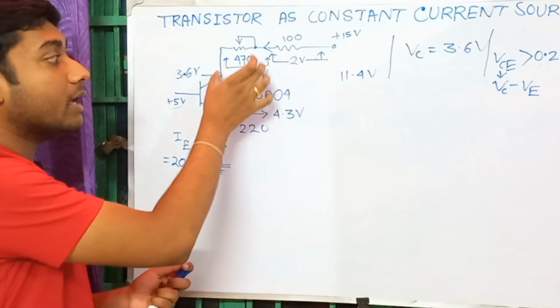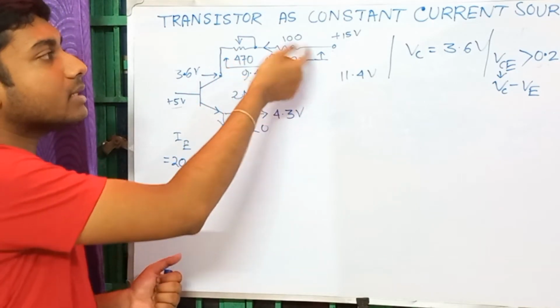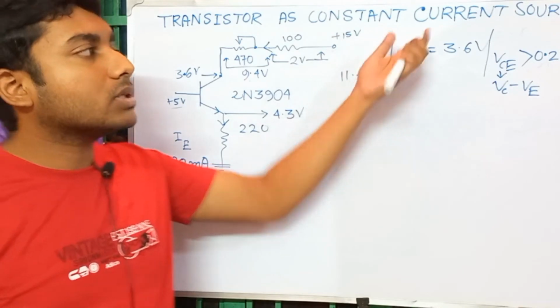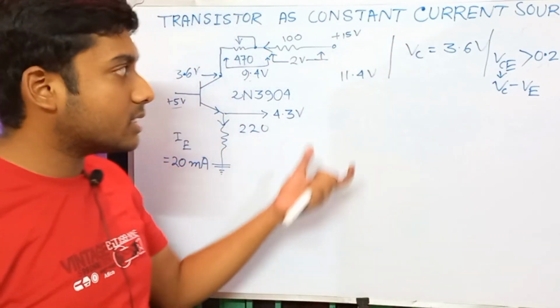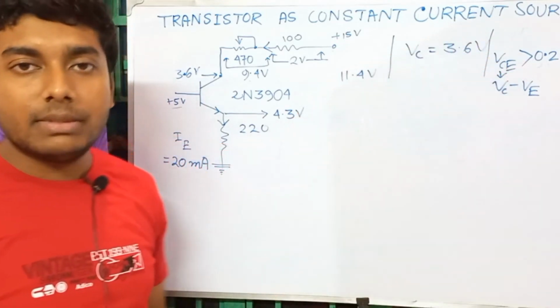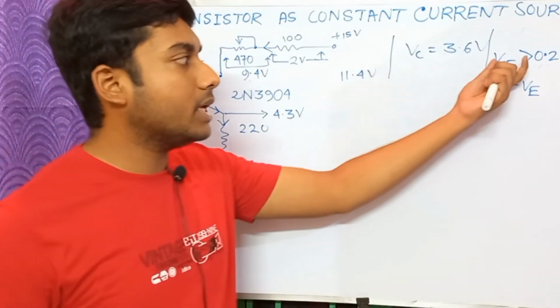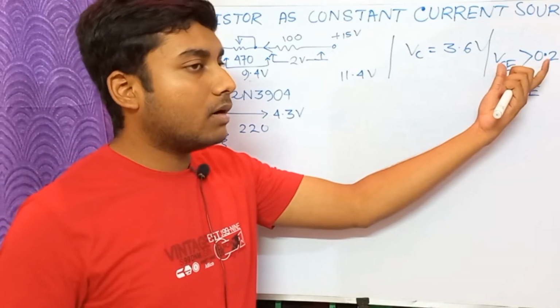Actually, if we maximize this resistance, then this will not act as a proper constant current source. The current will not be constant in this way. Why? Because we are outside the compliance limit. The compliance limit is when we fix this voltage.